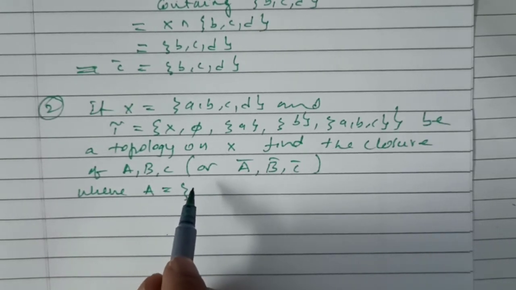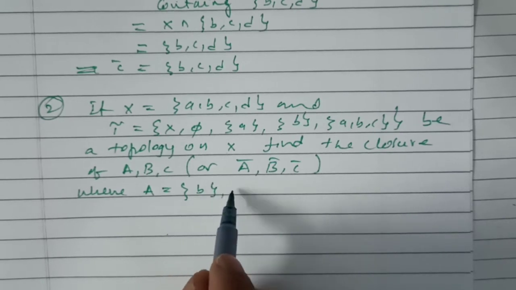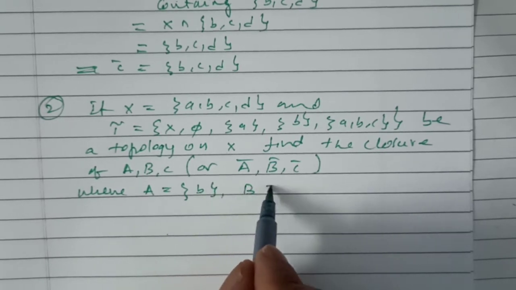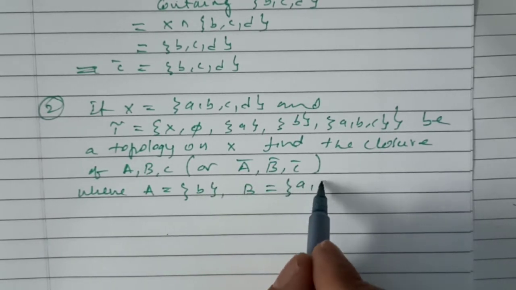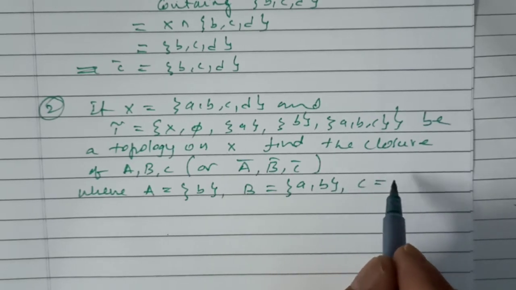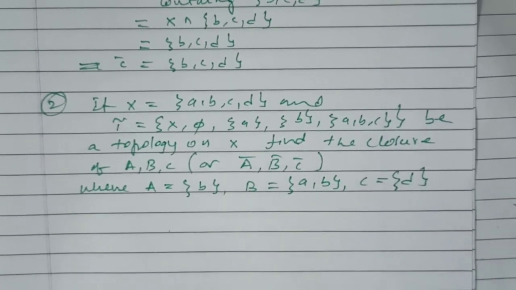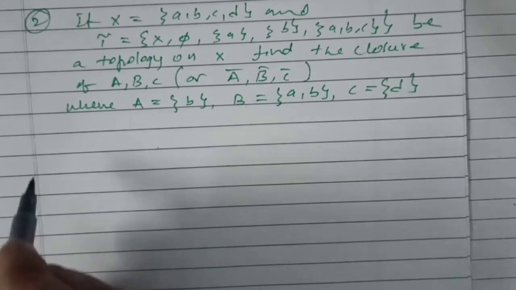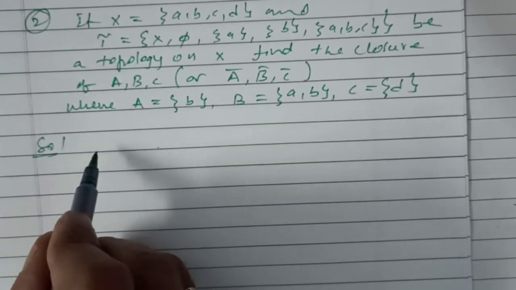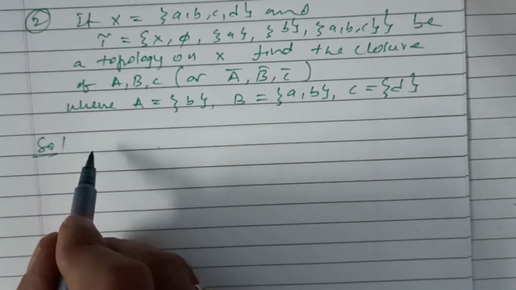A is equal to {B}, B is equal to {B, C}, and {A, B, C} is equal to {D}. Right, solution. See how easy it is to find the closures.